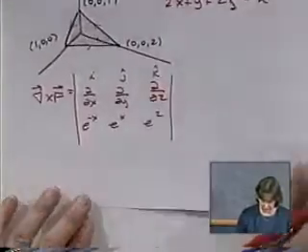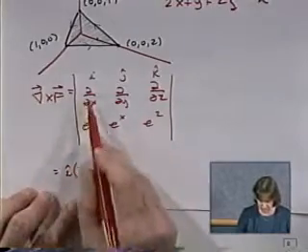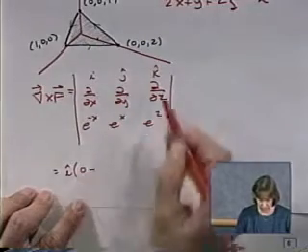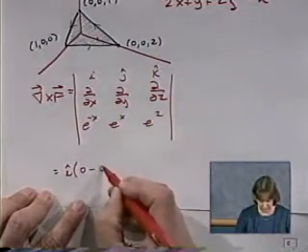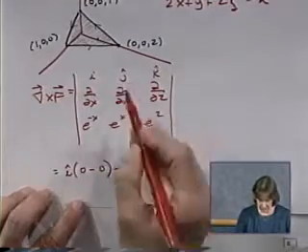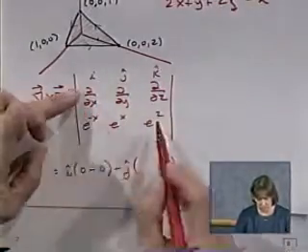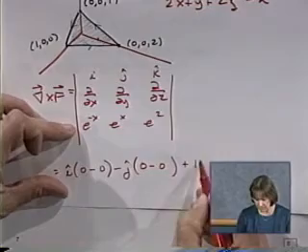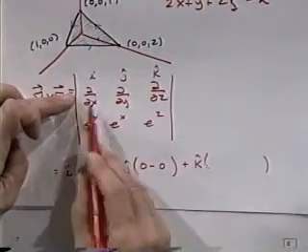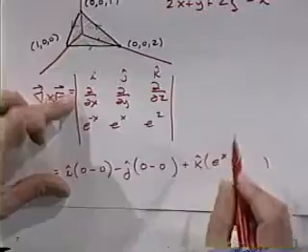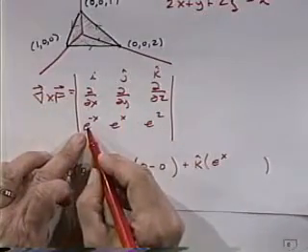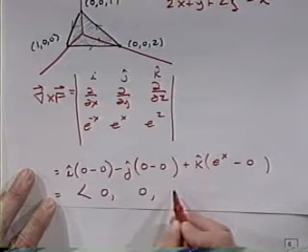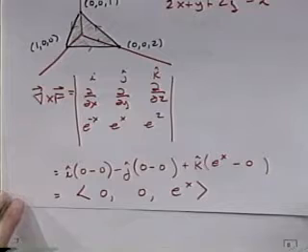Okay, and that's going to give me, let's see, i times, eliminate the row and column that i is in, I get partial with respect to y of e to the z, that's 0, minus partial with respect to z of e to the x is 0, minus j, eliminate the row and column j is in, I get partial with respect to x of e to the z is 0, minus partial with respect to z of e to the minus x is 0, plus k, let's see, partial with respect to x of e to the x is e to the x, partial with respect to y of e to the minus x is 0. So this is equal to the vector 0, 0, e to the x is my k part.